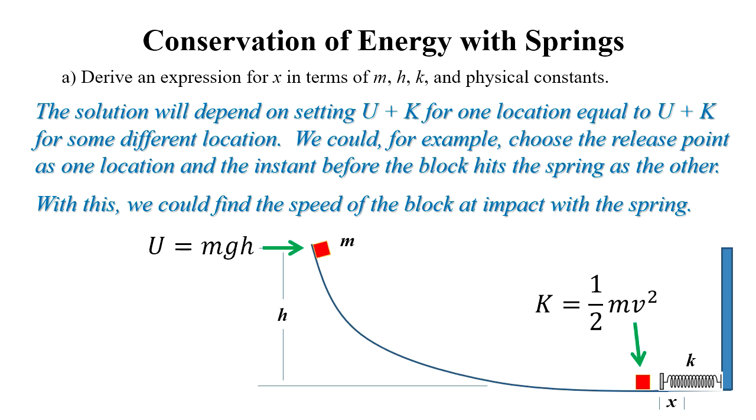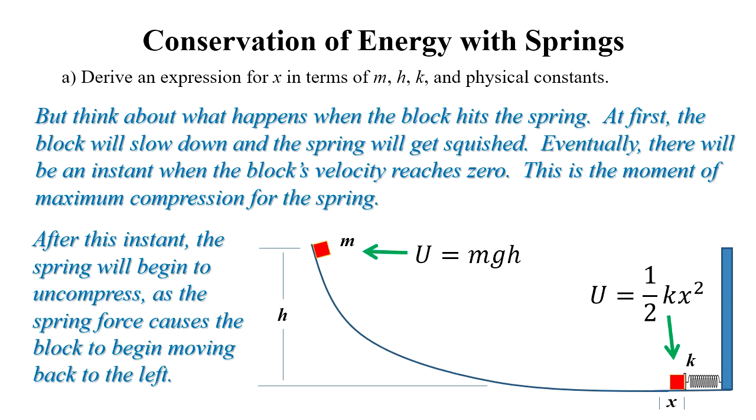This question doesn't actually ask us for the speed of the block, so there's no reason to take that extra step to find it. The question asks us about the compression of the spring, so we can go straight there. The block's going to slow down when it hits the spring and the spring is going to get squished. Eventually, the block's going to stop for just an instant, and at that moment, all of the mechanical energy of the system will be stored as potential energy within the spring.